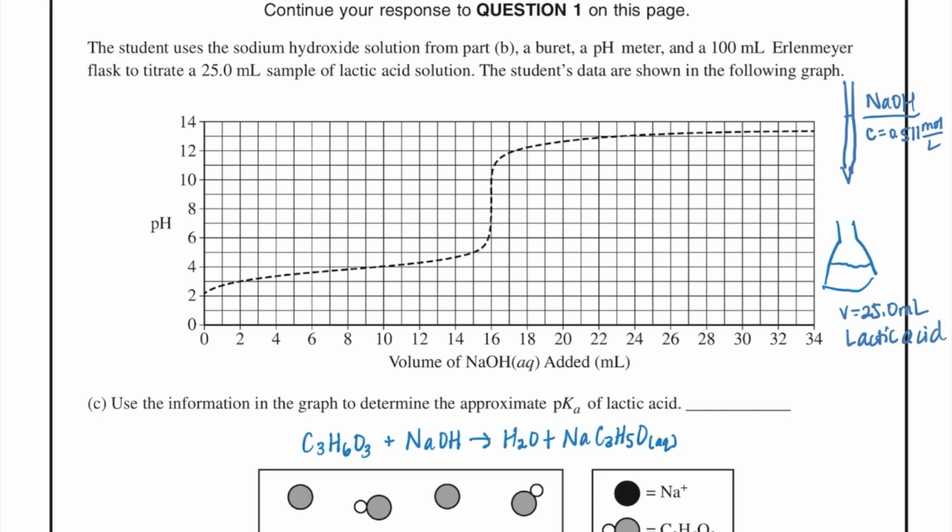So for example, over here, when 0 milliliters of base were added, the pH represents the pH of the acid. I'll put a little star there. It represents the starting pH of that lactic acid, which is around 2, before you began titrating.